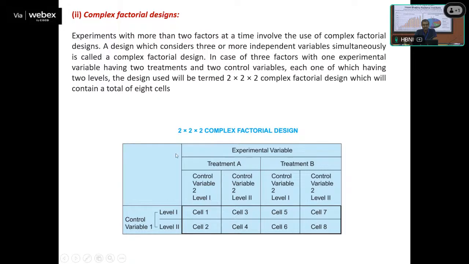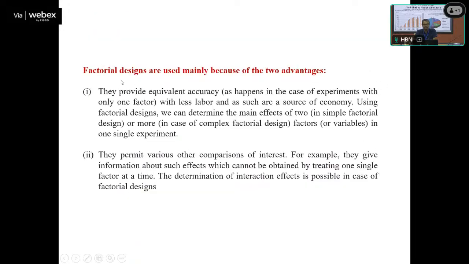And this is an example of a more complex one. We just touch upon this: experiments with more than two factors at a time involve the use of complex factorial design. A design which considers three or more independent variables simultaneously is called complex factorial design. So this is an example of this given in this column.